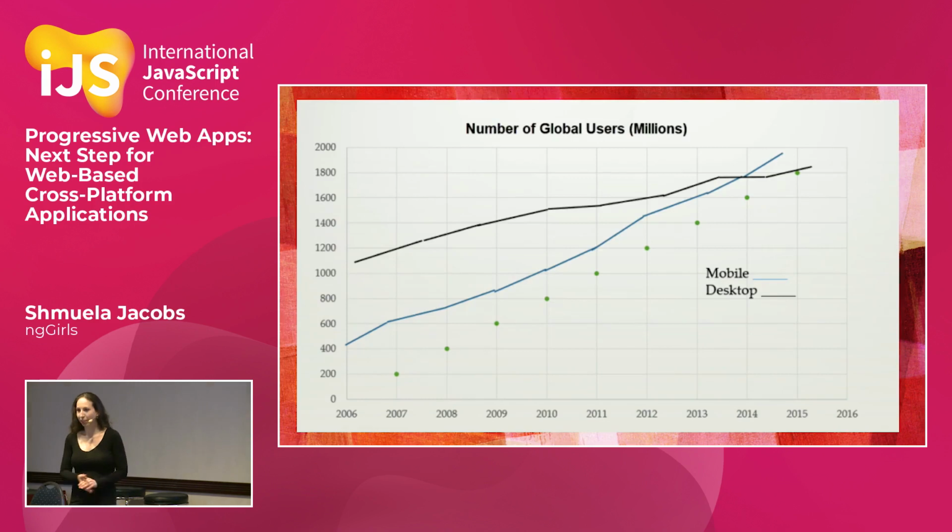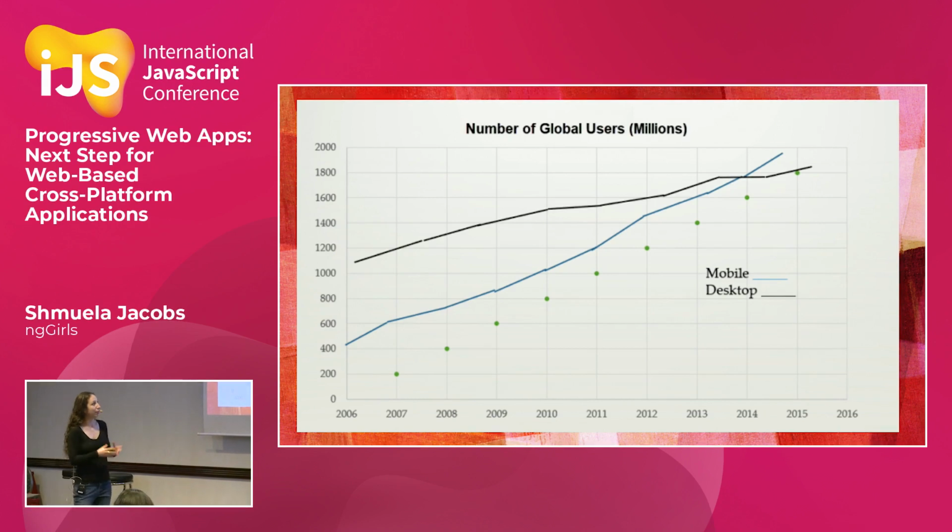Okay. So, why should we care about progressive web applications? Well, we have many reasons to care about it. So this is a graph showing the number of mobile devices from which we surf the internet, from which we open applications, web applications or other applications, as opposed to using the internet from a desktop.